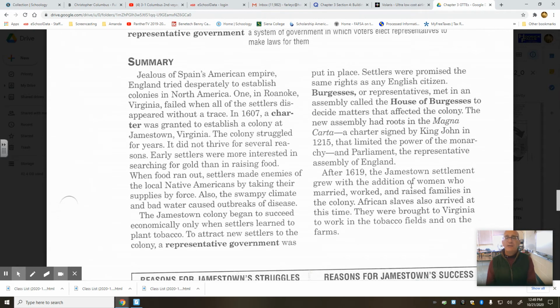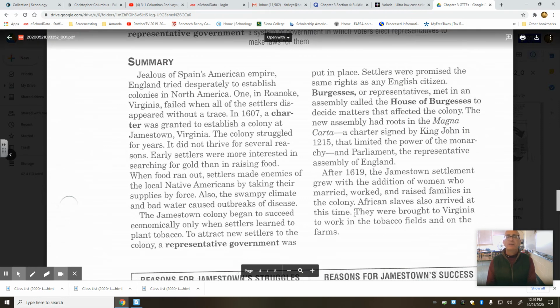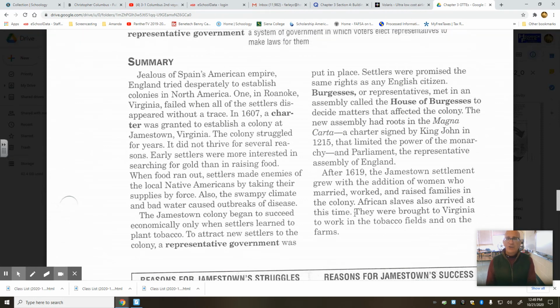After 1619, the Jamestown settlement grew with the addition of women who worked, married, and raised families in the colony. African slaves also arrived at Virginia in 1619 as well. They were brought to Virginia to work in the tobacco fields and on the farms. So women arrived in 1619, as well as the first group of African American slaves. 1619 was a very significant year indeed at Jamestown.